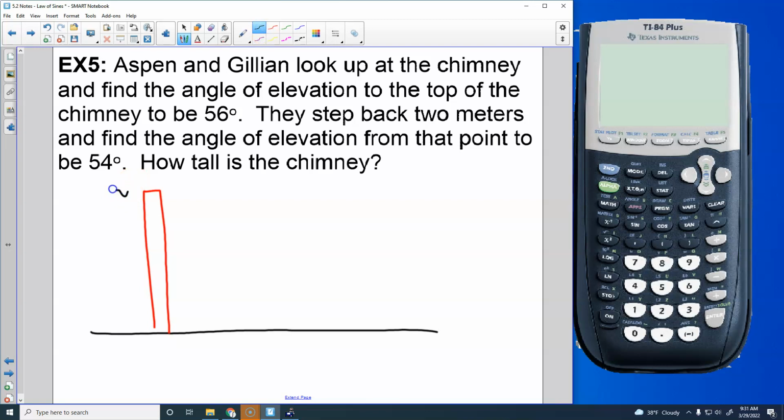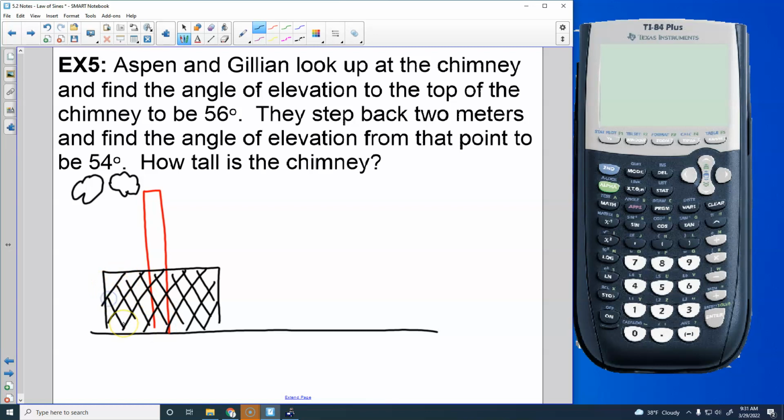With some smoke coming out of it there. And it would be really easy to do, except there is a chain link fence around the bottom of that chimney.